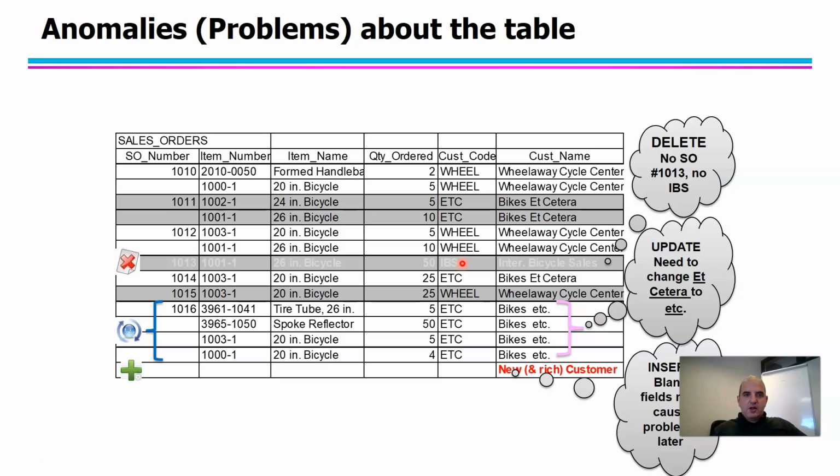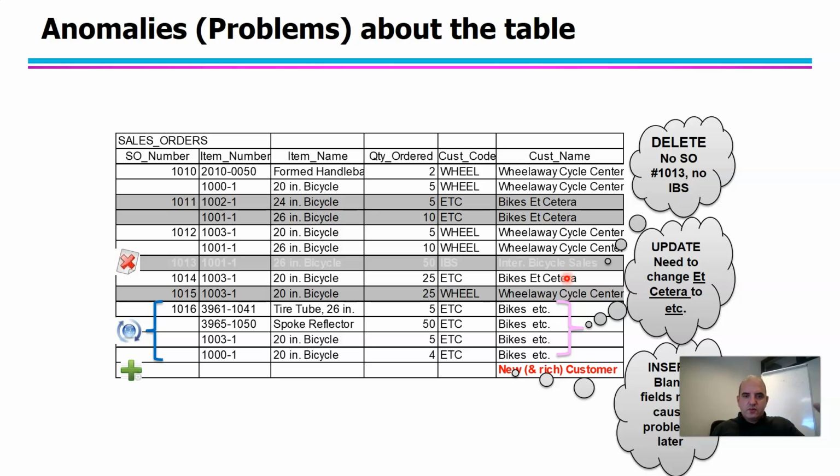Another anomaly is the update anomaly. Update anomaly stands for keeping the same data in different rows. So when you need to update it, you need to update lots of rows at the same time. Let me give you an example. Here we have bikes, etc. And we have bikes, etc. here also. Assume that this one needs to change to etc., just like the one written here and here.